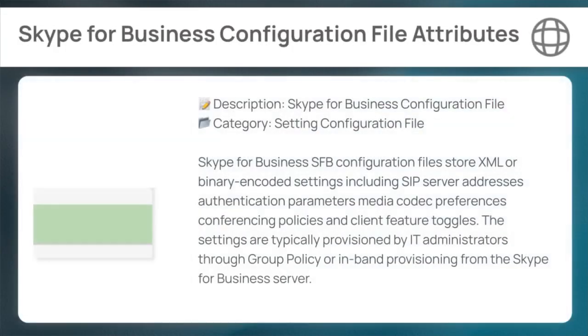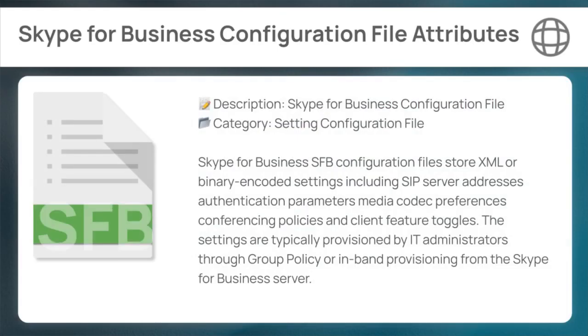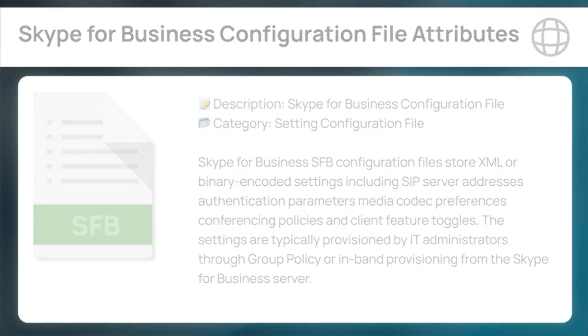Skype for Business SFB configuration files store XML or binary-encoded settings including SIP server addresses, authentication parameters, media codec preferences, conferencing policies, and client feature toggles. The settings are typically provisioned by IT administrators through group policy or in-band provisioning from the Skype for Business server.